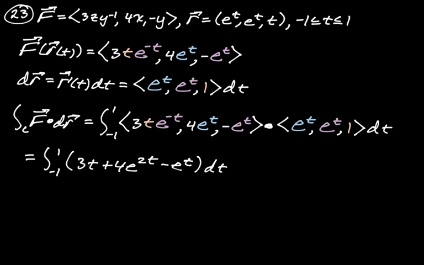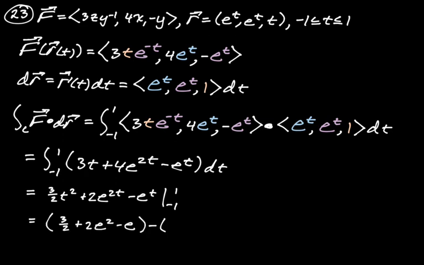Integrate. So we have to reverse the power rule. We've got to do a u substitution, and then the antiderivative of e^t is e^t. From negative 1 to 1, plug in 1, we get this. Plug in negative 1, we get this. Clean it up. It doesn't really clean up very much. We get 2e squared minus 2e to the negative second plus e to the negative first. I mean, that's what we get.